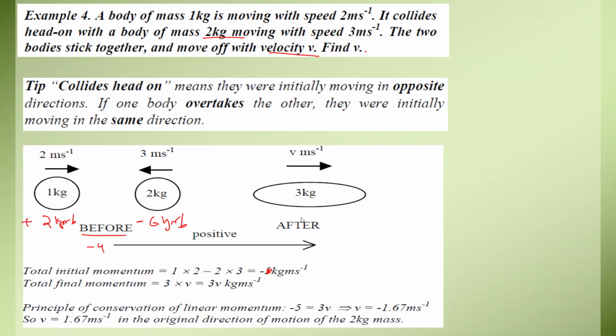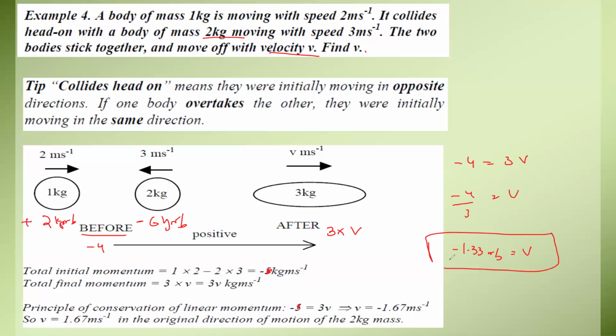What is the total momentum after? The mass is 3 and the velocity is v. So we can say that minus 4, the momentum before, is equal to the momentum after. So minus 4 divided by 3, so it will be minus 1.33 meters per second.